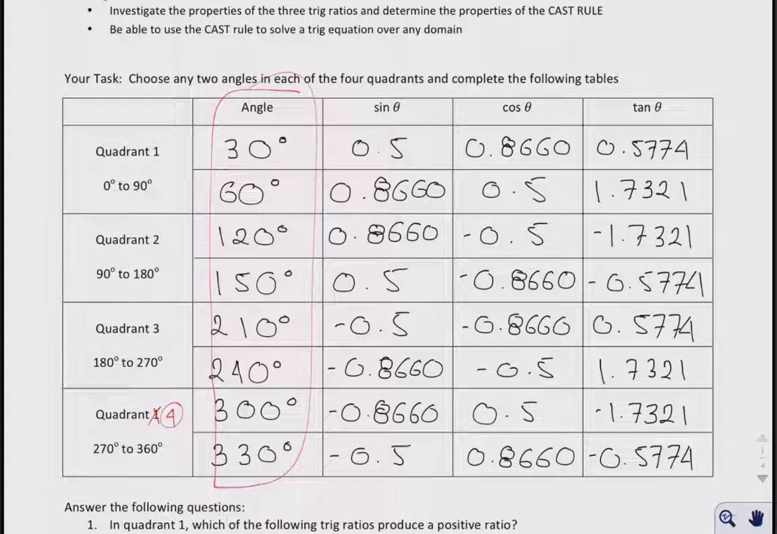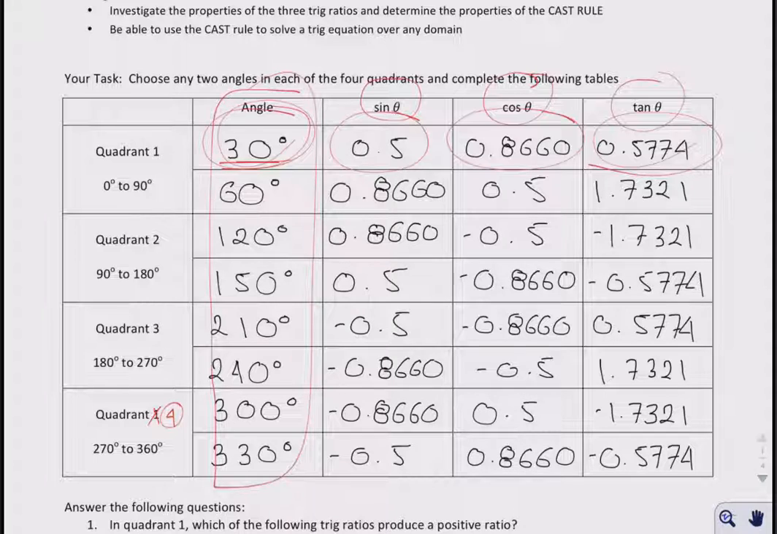So for example, the sine of 30 degrees gives me 0.5. The cosine of 30 degrees again gives me 0.8660, and the tangent of 30 degrees gives me that number there, 0.5774, and the whole table is just generated in that manner. Now if you look, you'll notice some pattern going on here.